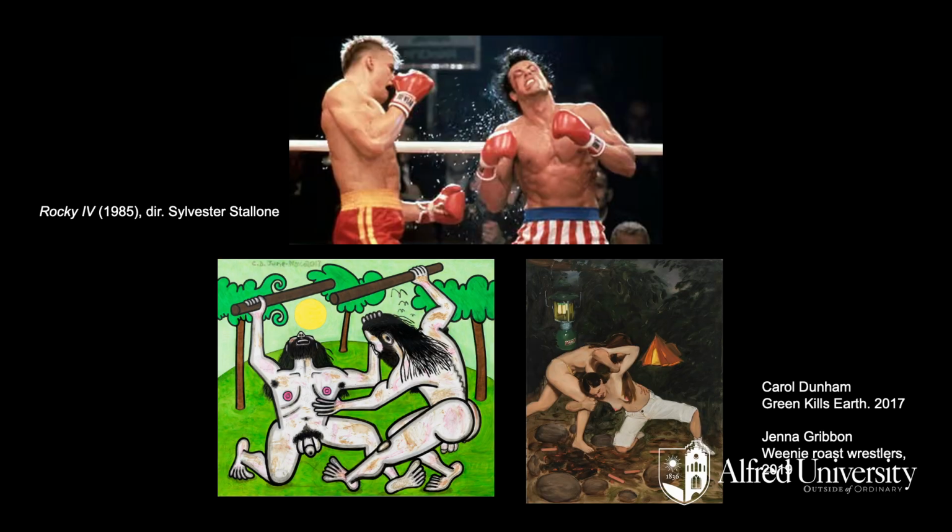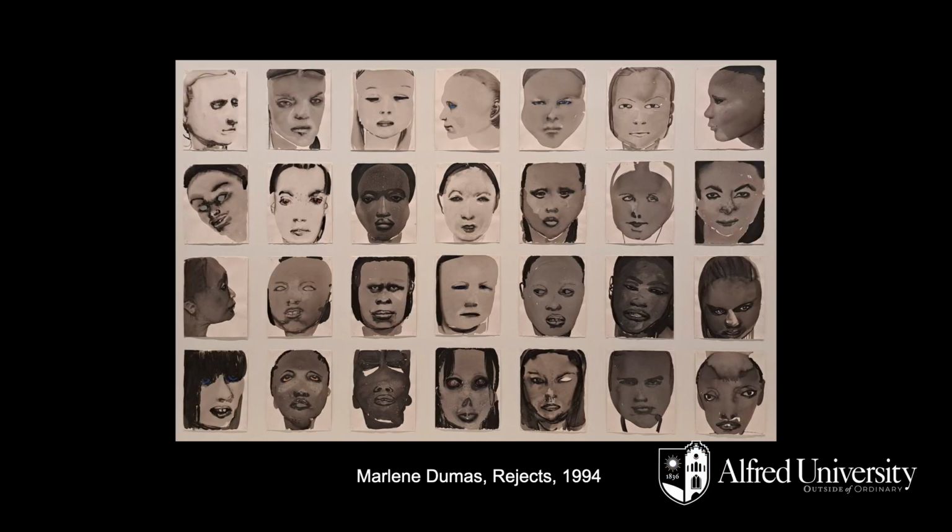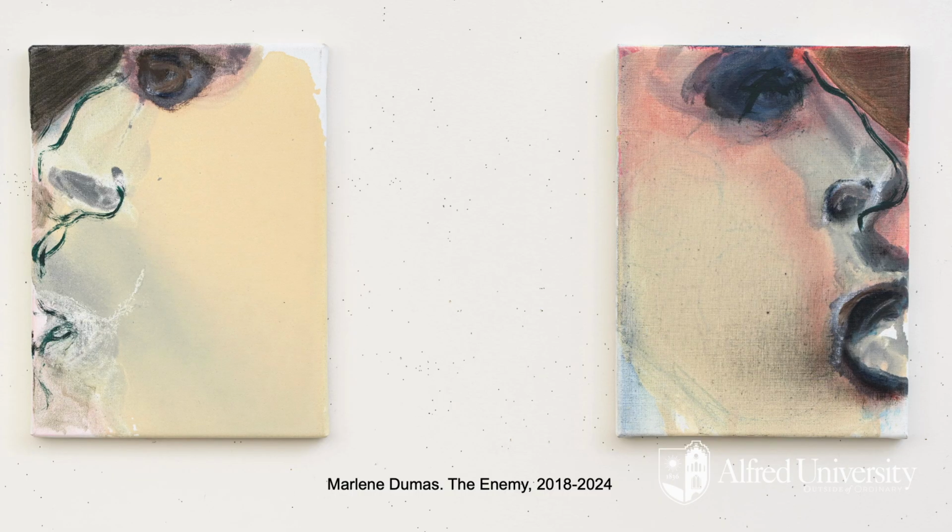In painting and movies, the body is never neutral. In these images, the body becomes the stage. Rocky turns exhaustion into spectacle. Dunham and Gribben turn desire into something awkward and overexposed. And that tension between power and collapse is what makes these images feel so charged. Marlene Dumas's portraits are expressive and haunting. Her paintings tell us how someone occupies space. Her figures often appear exposed, raw, and unguarded, emphasizing vulnerability over power.